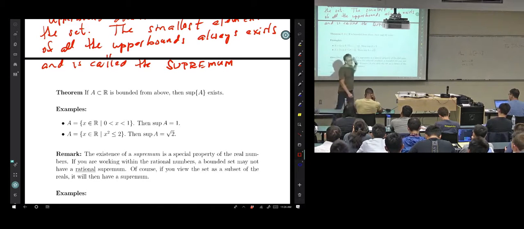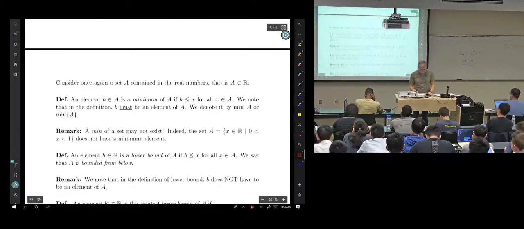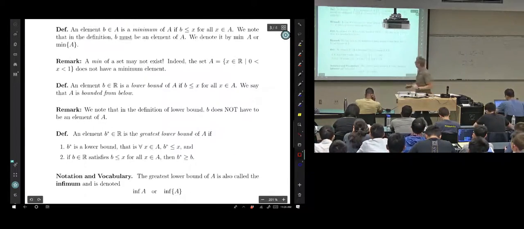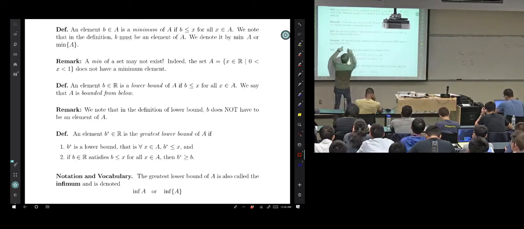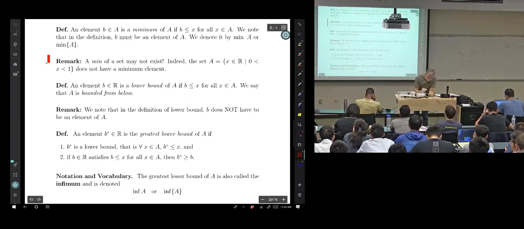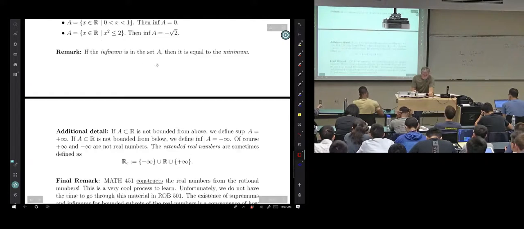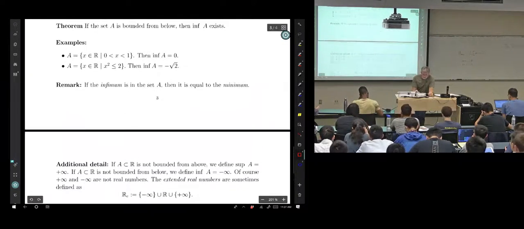So we will need this a little bit later on. It's not a big deal right now, but it's vocabulary. The min of a set may not exist. The infimum will.